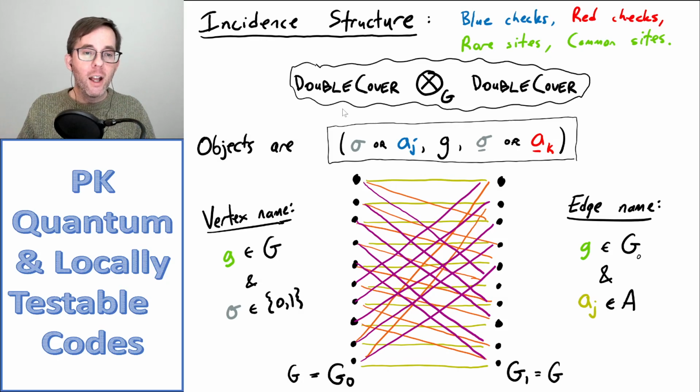So okay, let me just say it. The kinds of objects in this double cover product with itself are triples. Here's my parentheses. The first element of the triple is either a bit, sigma, or it's the name of a generator, a sub j. It'll be blue on the left. In the middle, you have a group element, g. And on the right, you again have either a bit or a generator, which I've written in red, like a sub k. And therefore, actually, there are four kinds of objects. There's the kind where you have bit, bit; generator on the left, bit on the right; bit on the left, generator on the right; or two generators. Four kinds of objects in this construction.